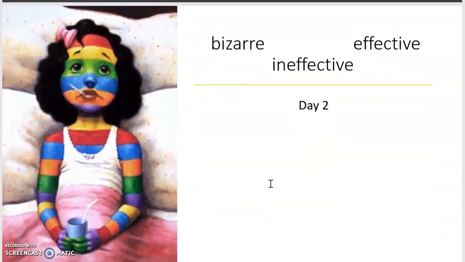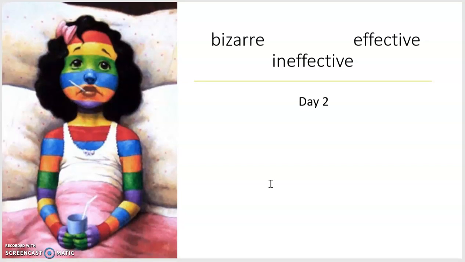Okay, that wraps up day one. Please look closely at the directions to figure out the remaining assignments for Monday. And tomorrow we will continue with bizarre, effective, and ineffective.